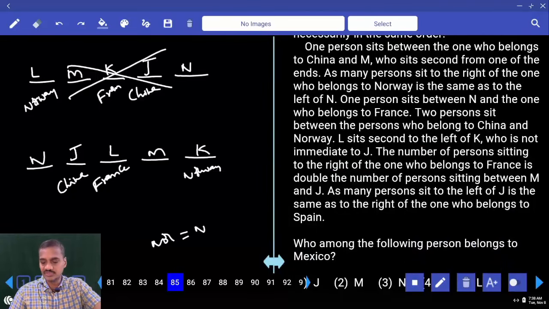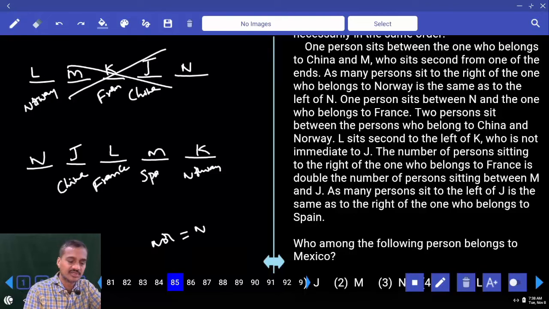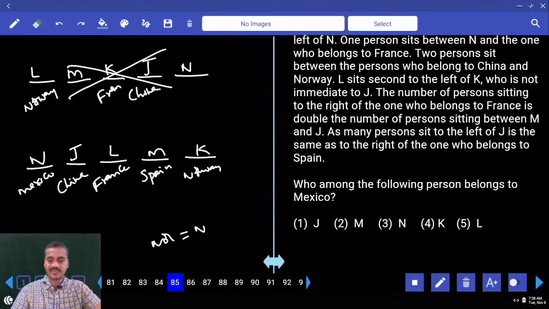And as many persons sit to the left of J as to the right of the one who belongs to Spain. Hence M belongs to Spain. If M belongs to Spain, then what is the country left over? Mexico. N belongs to Mexico. Then who among the following persons belongs to Mexico? N, that is choice 3.